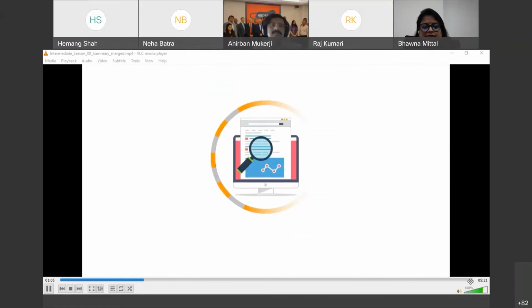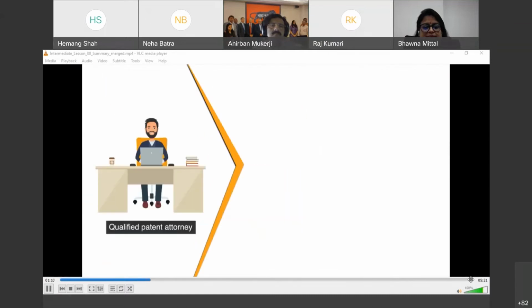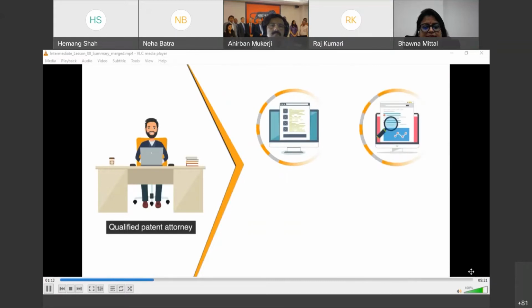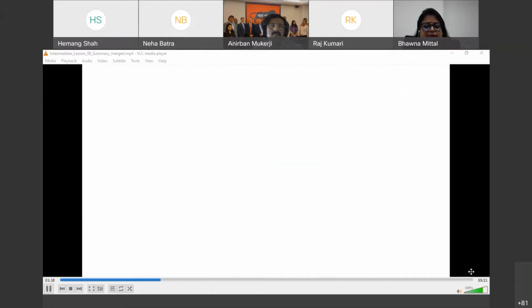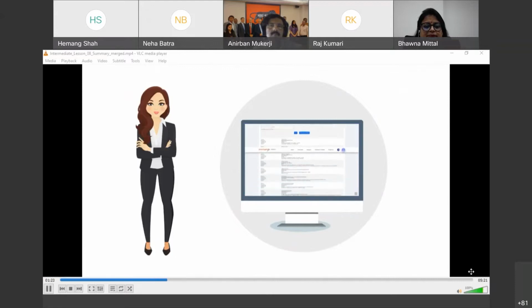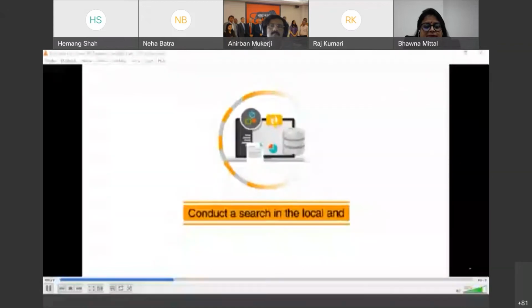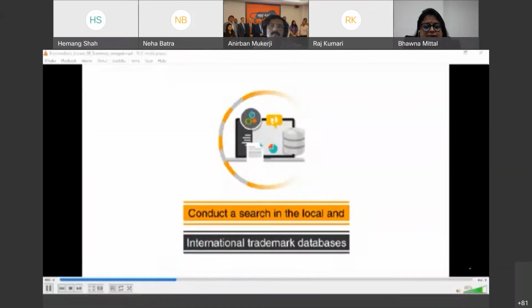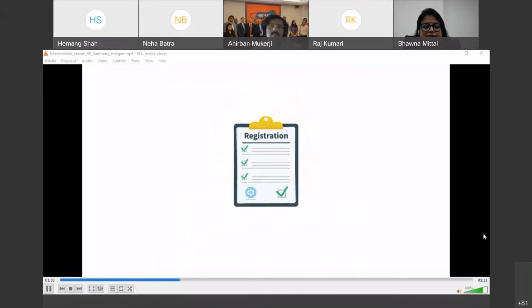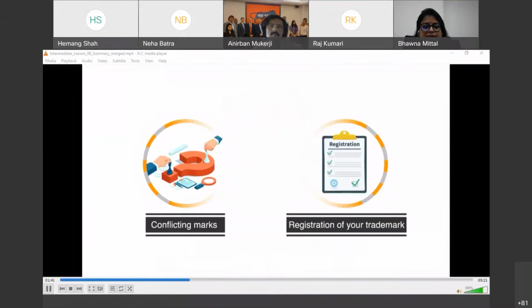The next step after a patent search is to analyze the search results. Qualified patent attorneys can assist you in conducting these searches, analyzing the search results, and making appropriate decisions on protecting your technology. You can access a list of patent facilitators empaneled by the Government of India in our practical information section. Coming to trademarks, it is a wise practice to conduct a search in the local and international trademark databases before applying for registration. This is to make sure that there are no conflicting marks which may hinder the acceptance and registration of your trademark.